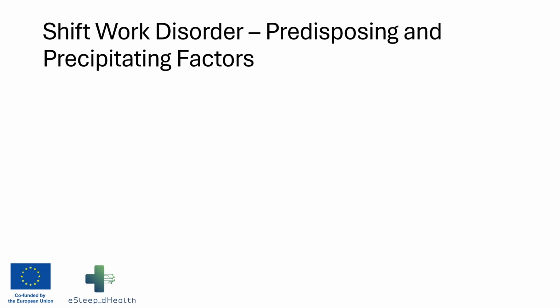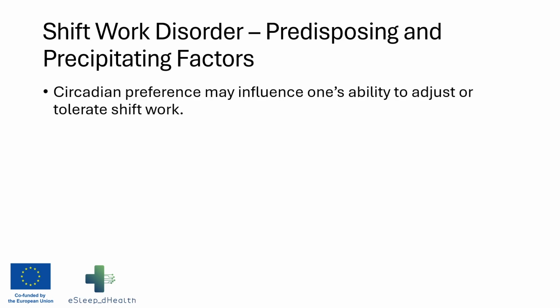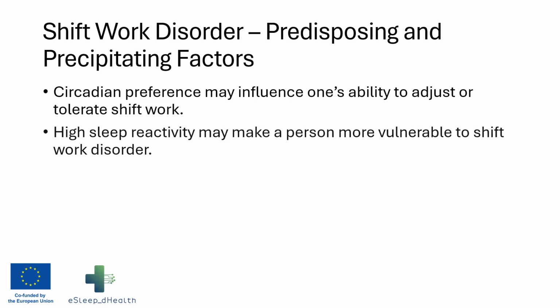In terms of predisposing and precipitating factors, circadian preference may influence one's ability to adjust or tolerate shift work. For example, a morning lark, someone who's a morning person, who has to work evening shifts may actually struggle more than a natural night owl. High sleep reactivity may also make a person more vulnerable to shift work disorder. In other words, if they are very easily woken up by noise or other stresses.